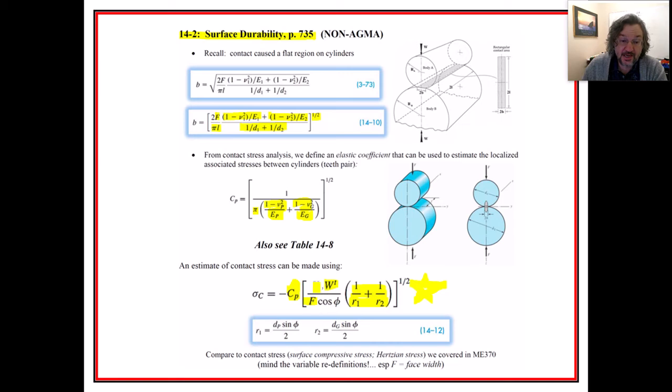And we also have a dynamic factor that got thrown in there, but that's like a modifier, right? It's just amplifying what the load is. So they're taking the static load and making it into a dynamic load by multiplying it by this dynamic factor kV that we had previously discussed in the previous class.